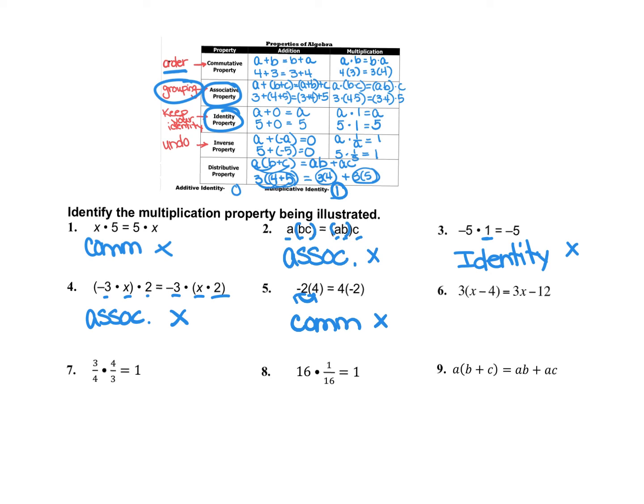Number 6, we have 3 times x minus 4 is equal to 3x minus 12. Now don't get this confused with the associative property. A lot of people do that because they see those parentheses. But this 3 next to the parentheses here means that I'm going to multiply these, and I'm going to take 3 times x, and I got my 3x. And I took 3 times -4, and I got that -12. Remember, when we do that, we are applying the distributive property.